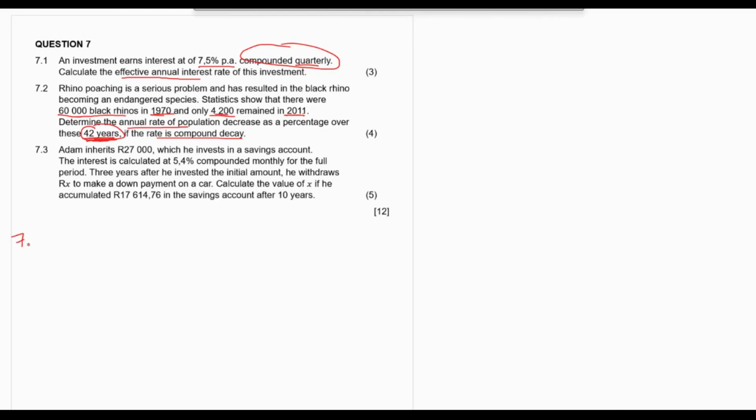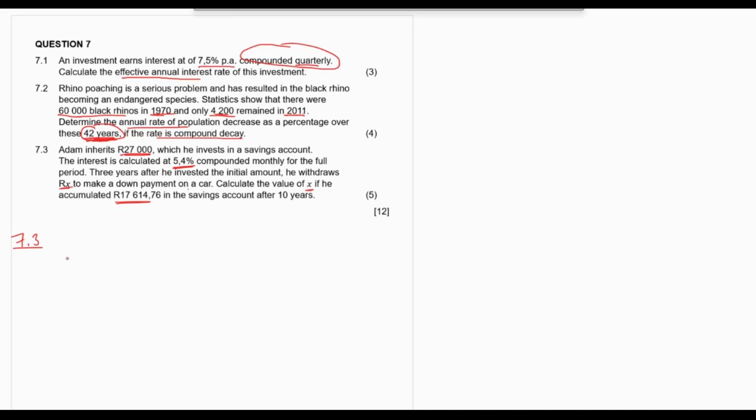Alright, 7.3. Atom inherits 27,000, which he invests in a savings account. The interest is calculated at 5.4% compounded monthly for the full period. 3 years after he invested the initial amount, he withdraws x rands to make a down payment on a car. Calculate the value of x if he accumulated 17,614.76 rand in the savings account after 10 years.